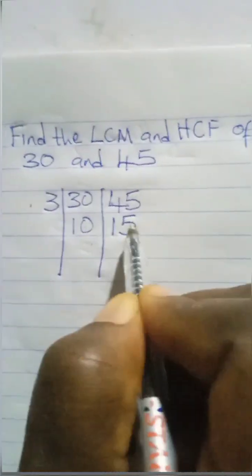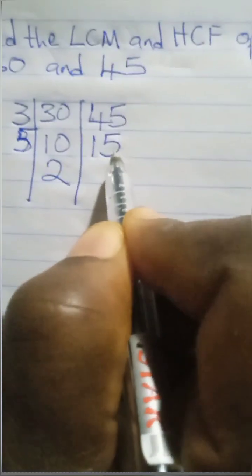Now what will divide 10 and 15? If I use 2, 2 will divide 10, but it cannot divide 15. But I use 5 rather. 5 will divide both of them. 5 into 10 will give me 2. 5 into 15 will give me 3. Is there anything that can divide 2 and 3 together? No. I'm going to stop here.